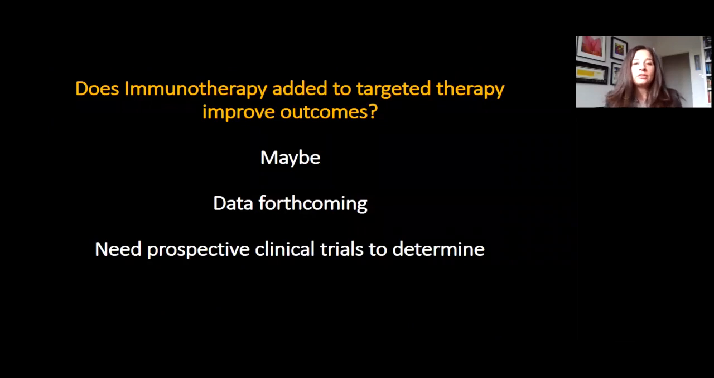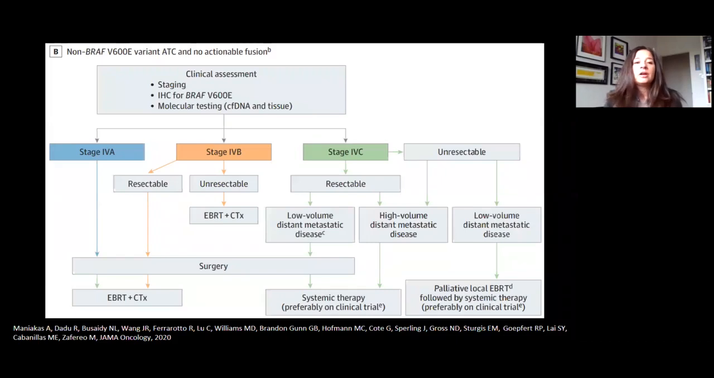Do we know if this is going to work as an upfront treatment? We don't know yet. We're doing the clinical trials to try and learn whether it is beneficial or not. This is our algorithm for how to manage patients that don't have a BRAF mutation and don't have a RET fusion, NTRK fusion, or any other fusions. And so again, I'm not going to go through it. I just refer you to the publication.